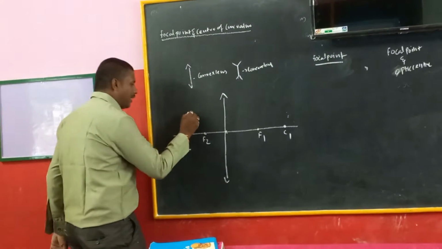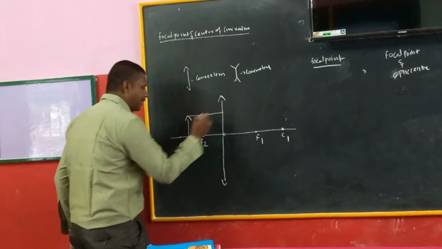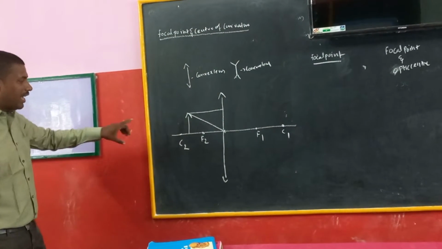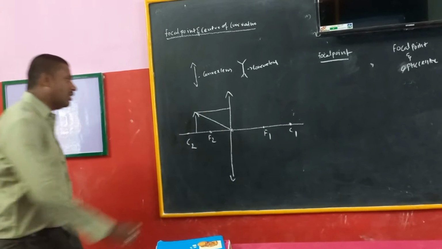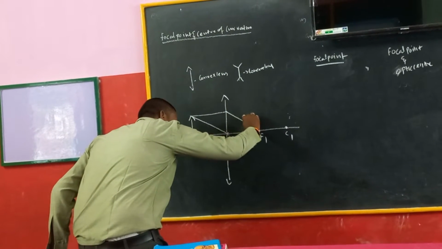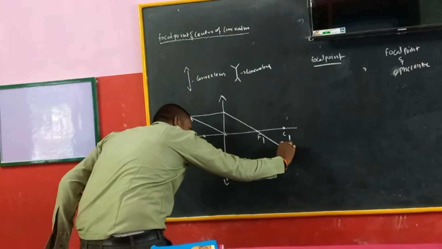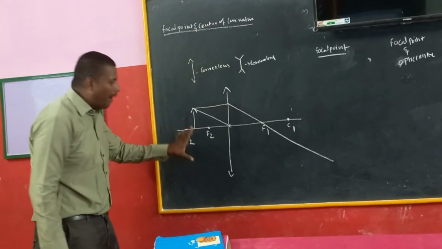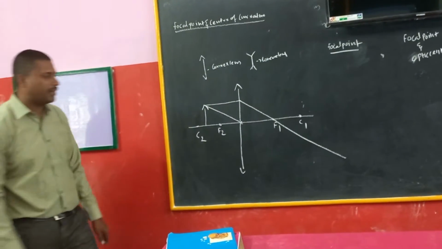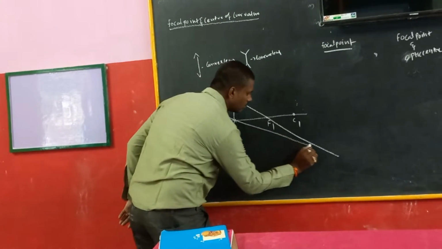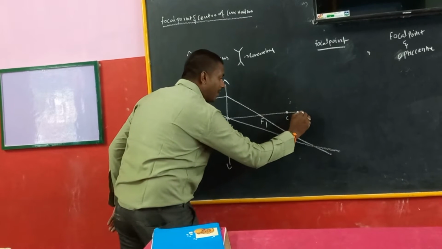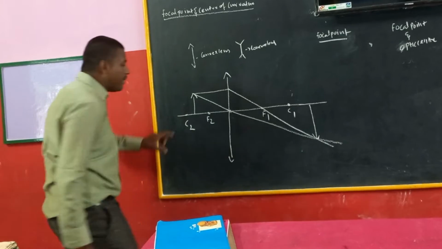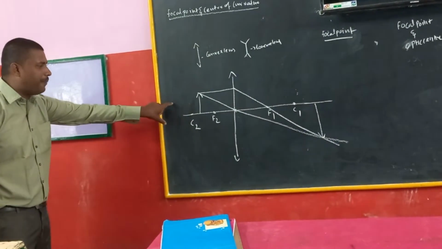One is, one ray should be drawn parallel to the principal axis and another ray should be passing through the optic center. The ray which is parallel to the principal axis will always pass through the focus. And the ray which is passing through the optic center is undeviated. So, the image is formed beyond the center of curvature. The image is a magnified image when compared to the object.